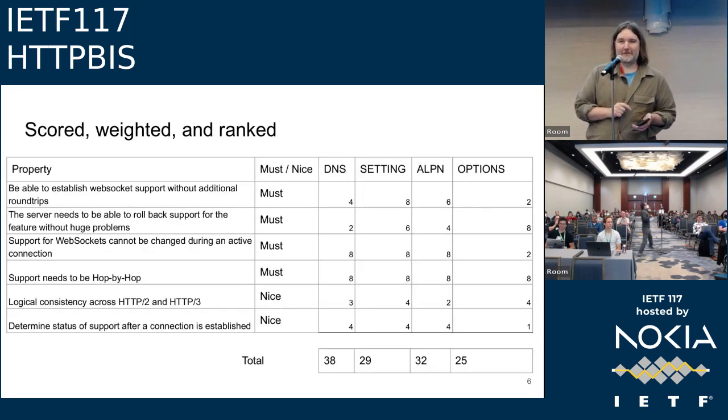You'd like me to go back? Sorry, I just wanted to point out that the numbers look the opposite for DNS and settings. Huh? I think if you calculate the sum, DNS is 29 and settings is 38.